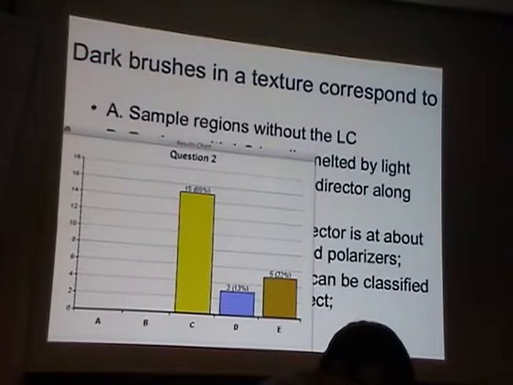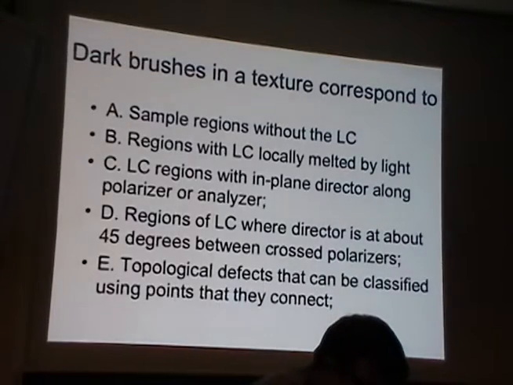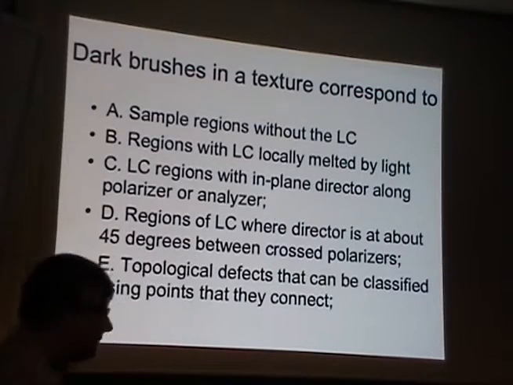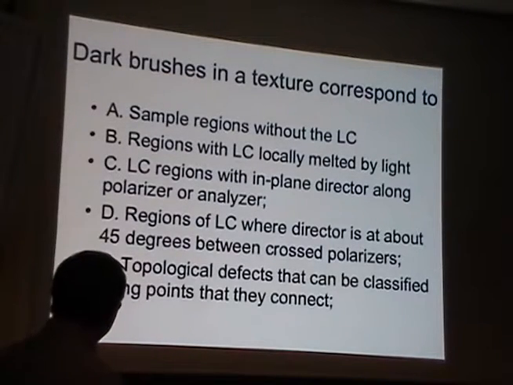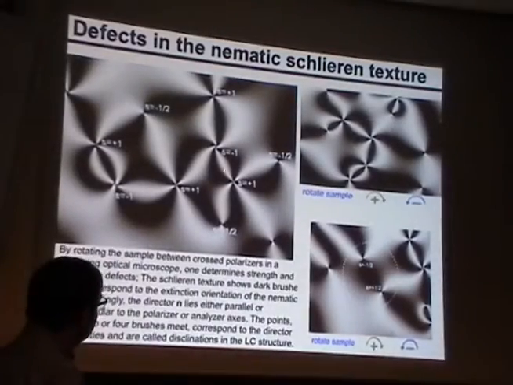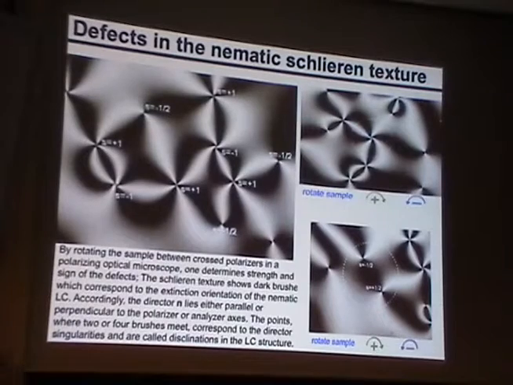So the majority answered C, and that's a correct answer. Alright, so it was not unanimous, so please be more careful. Please follow what we discussed. So C is the correct answer: the dark brushes correspond to regions where we have the director in the plane of the liquid crystal, parallel to the substrates between which you confine the liquid crystal sample, but oriented parallel to either the polarizer or analyzer, right?